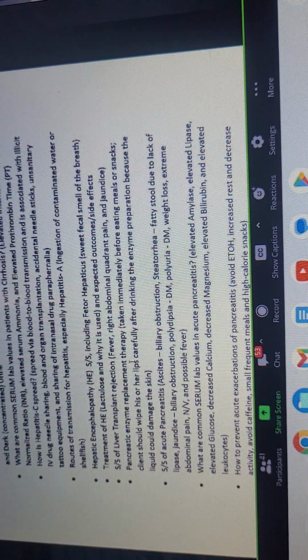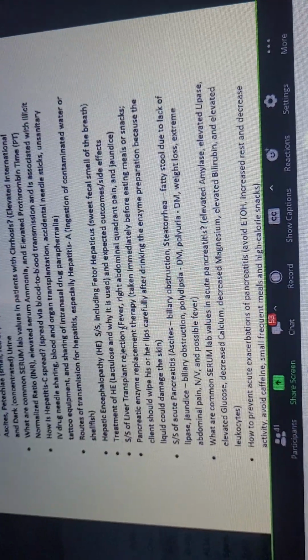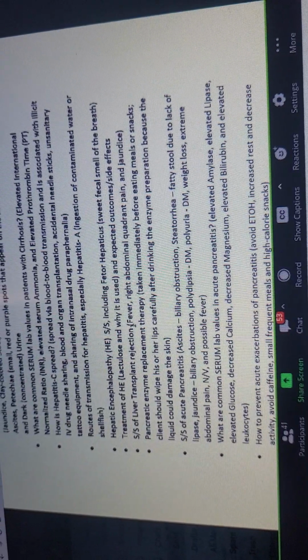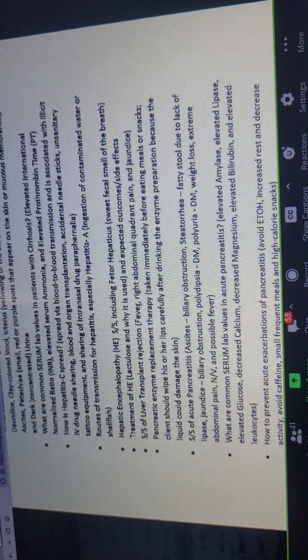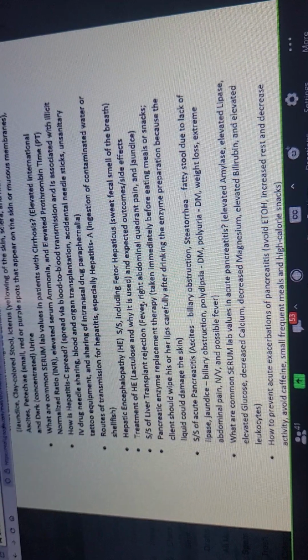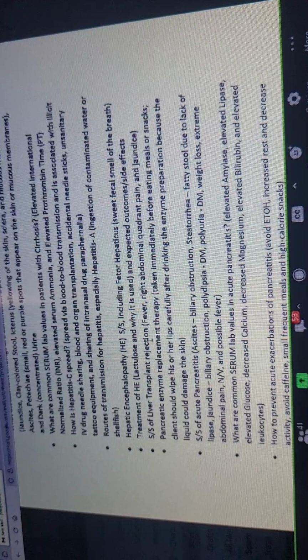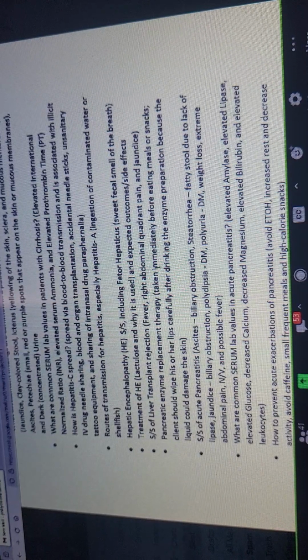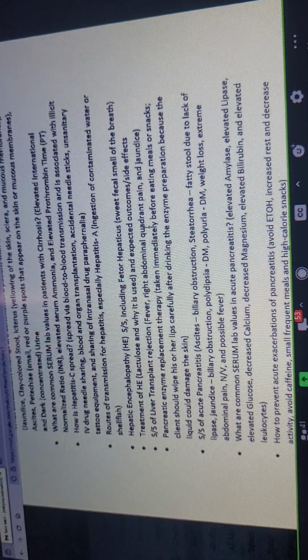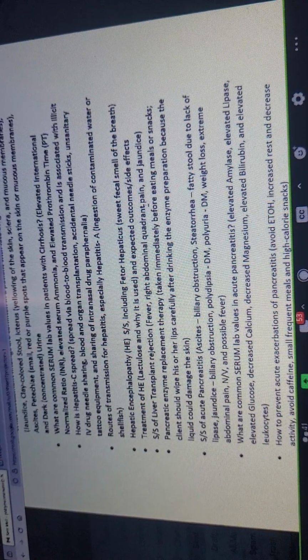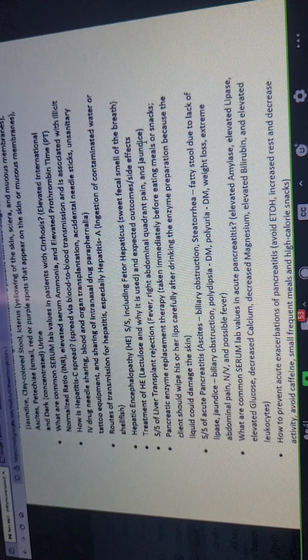Some of your signs and symptoms of liver transplant rejection. So any kind of rejection from any kind of transplant, some of the most common signs and symptoms are going to be that fever, right? But in particular for that liver transplant, you might have right abdominal quadrant pain, whether upper or lower, doesn't matter, but right sided, and obviously you become more jaundiced.